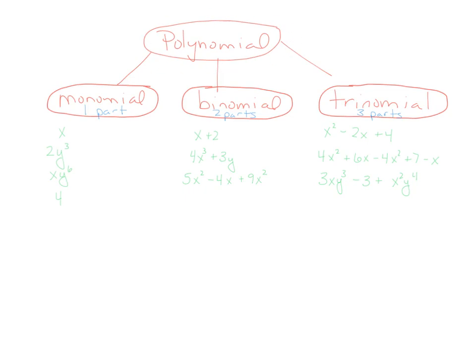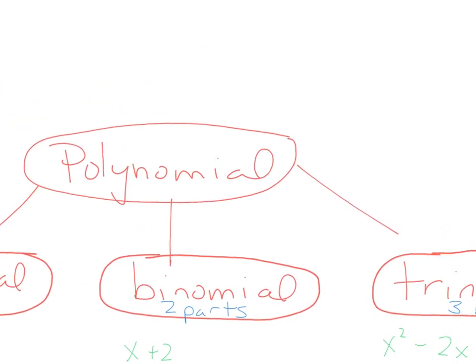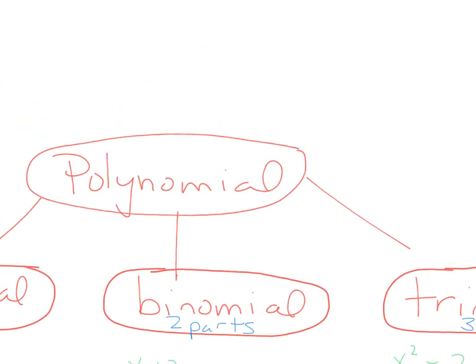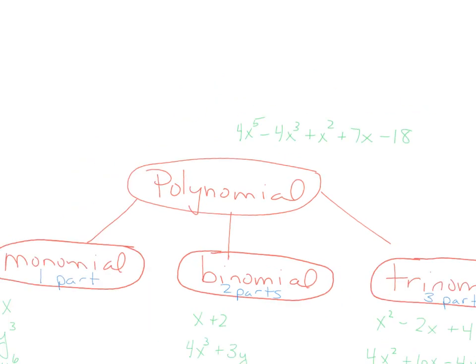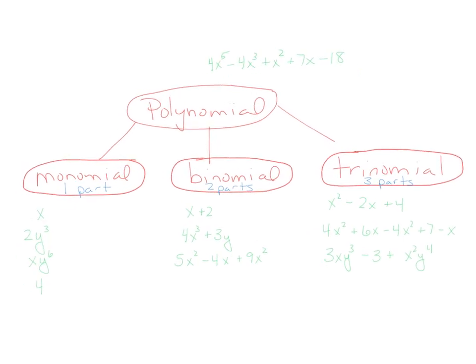So if I were to have something, let me zoom in here a little bit. If I have something with lots of parts, like 4x to the fifth minus 4x to the third plus x squared plus 7x minus 18, when I'm looking at this, there's 1, 2, 3, 4, 5 parts. Since it doesn't fall into a one-parter, a monomial, a two-part, which is a binomial, or a three-part trinomial, this would just be called a polynomial. So if it's not 1, 2, or 3, we just put it underneath polynomial.